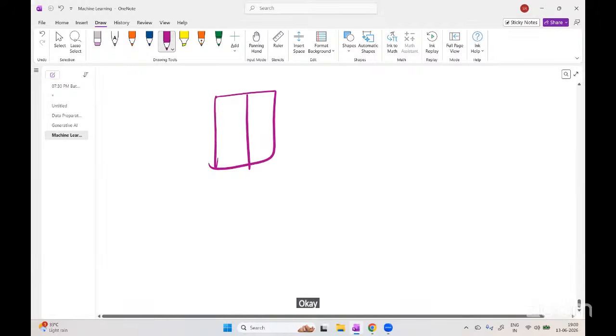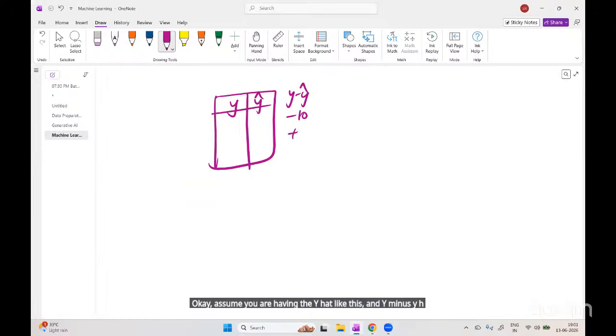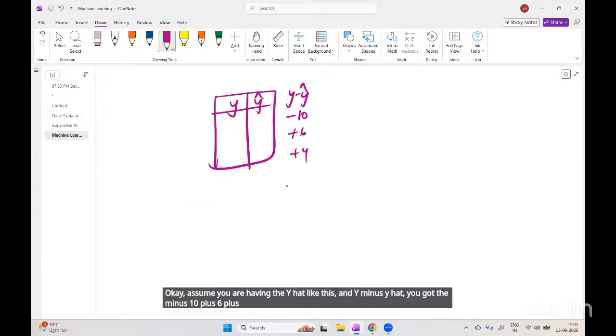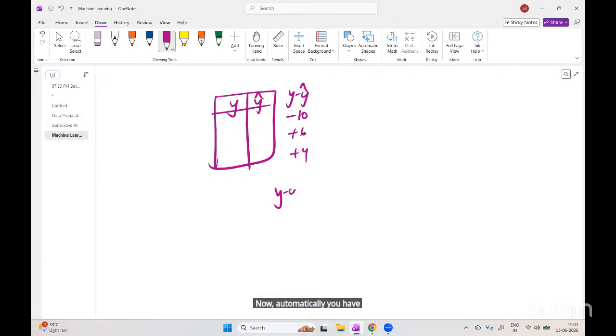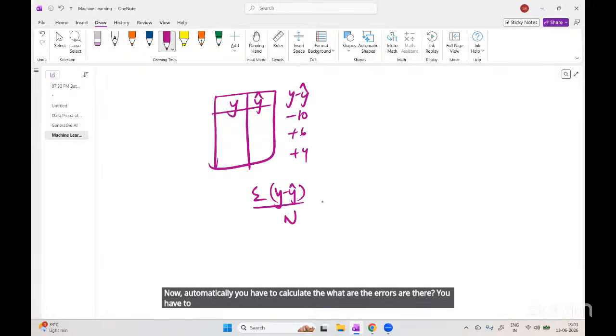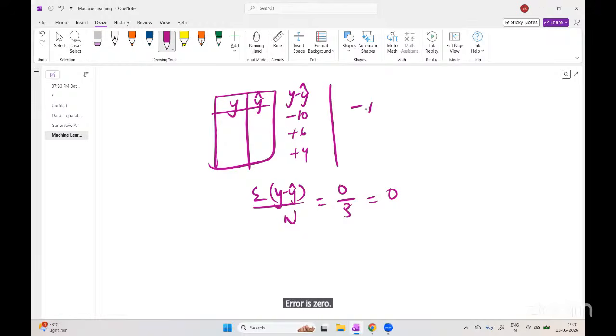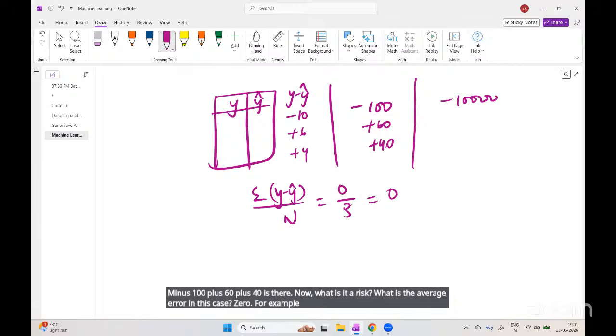Okay, assume you have the y hat like this and y minus y hat, you got minus 10, plus 6, plus 4. Now, automatically you have to calculate the errors and take the average. What is the average of this? That is 0 divided by 3 records, automatically 0. Error is 0. Even with minus 100, plus 60, plus 40, what is the average error in this case? 0. For example, if you got minus 10,000, plus 6,000, plus 4,000, now also error is 0. For all these things, error is 0.